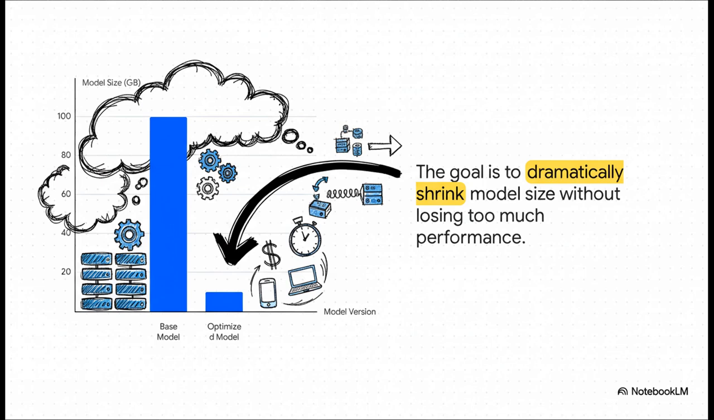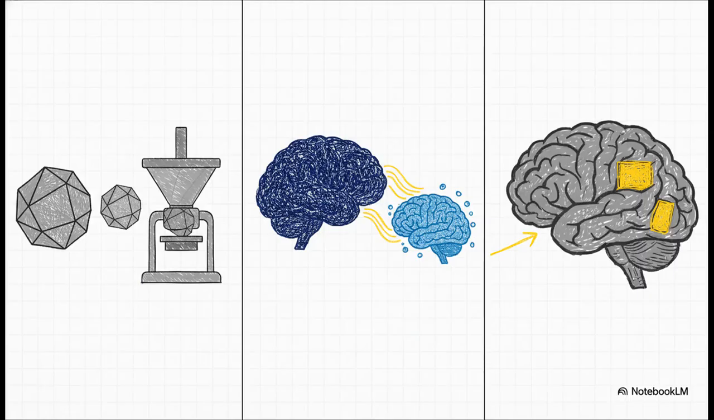We need to take a giant base model, which can be like 100 gigabytes or even more, and shrink it way, way down, hopefully without losing too much of its performance. This is what makes AI faster, cheaper, and lets it run on more devices, maybe even your phone. So how do we do that? Well, there are three main techniques.